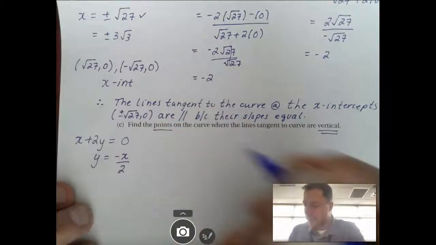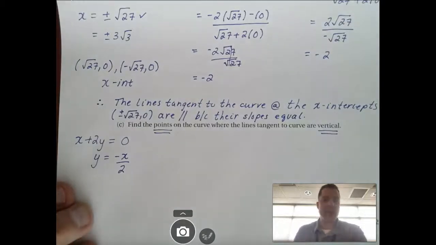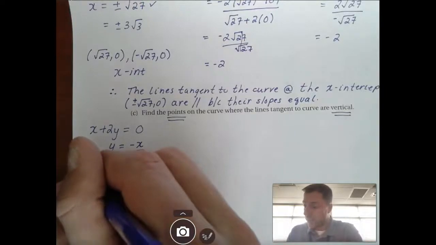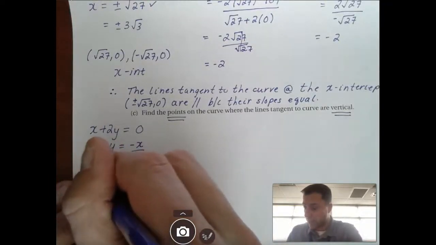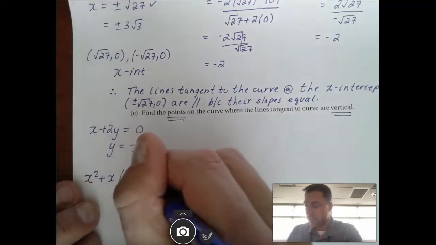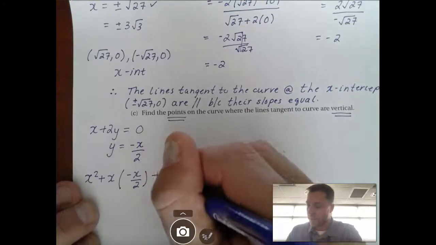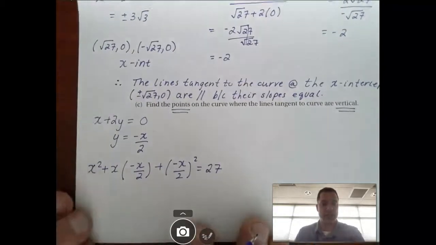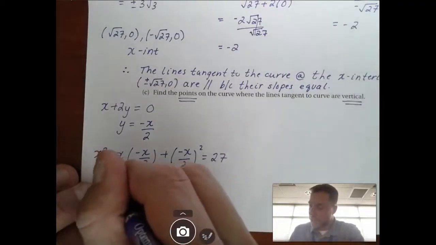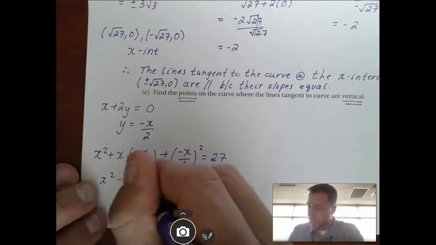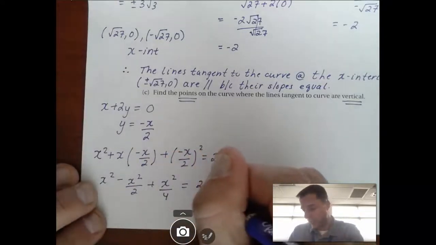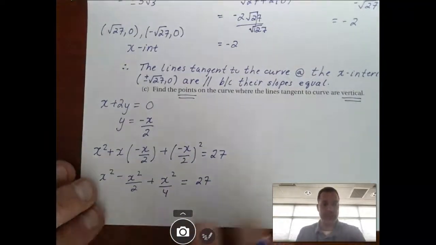Now we want to find the points. So we're actually going to be using the original function just like we did in part B. But in this case, wherever there's a y, we're going to substitute our negative x over 2. So we have x squared plus x times negative x over 2 plus negative x over 2 squared, and that equals 27. So there's our original equation. We get x squared minus x squared over 2 plus x squared over 4, and that equals 27. So I squared it out, I cleaned it up a little bit, I multiplied the x out.